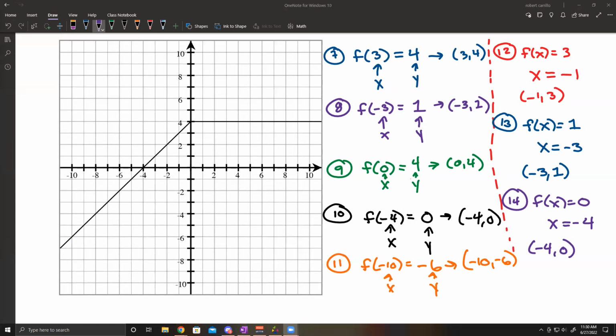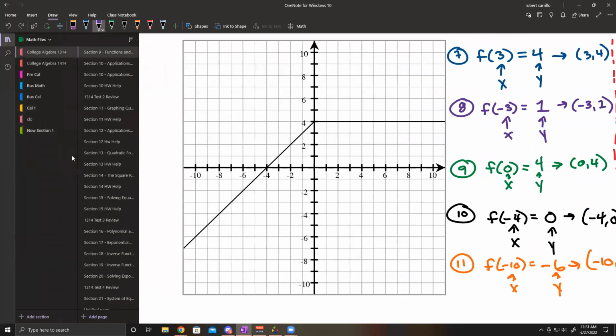All right. That was functions and function notation. Everybody good with that page? Yes, sir. Okay. All right. Well, that was fast. So let's just jump into the next one. All right, what do we have now?